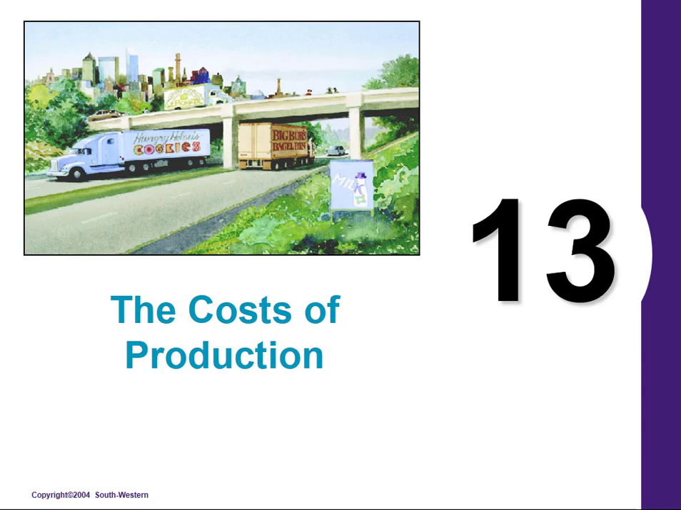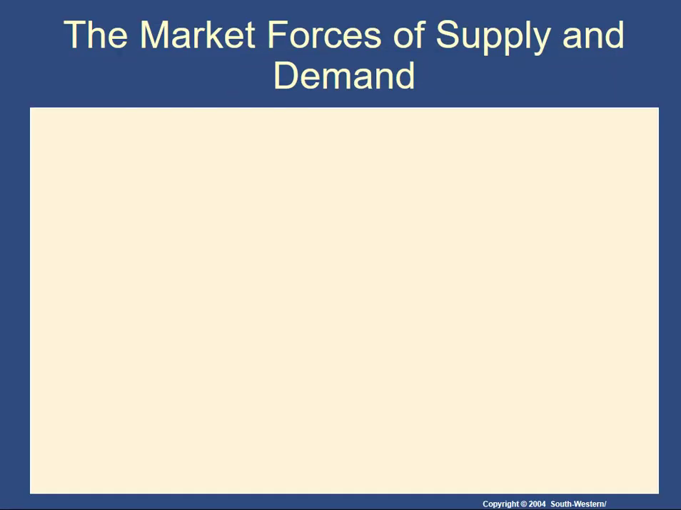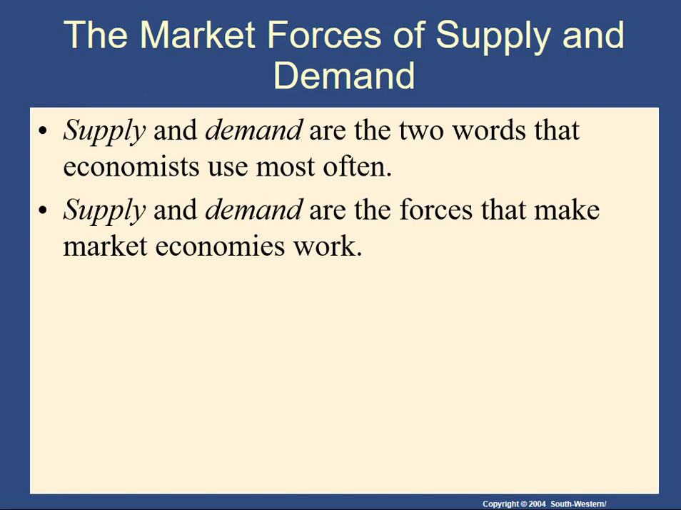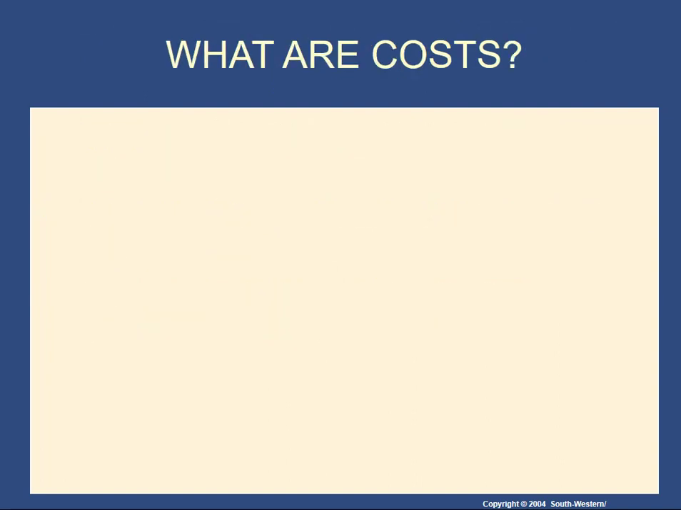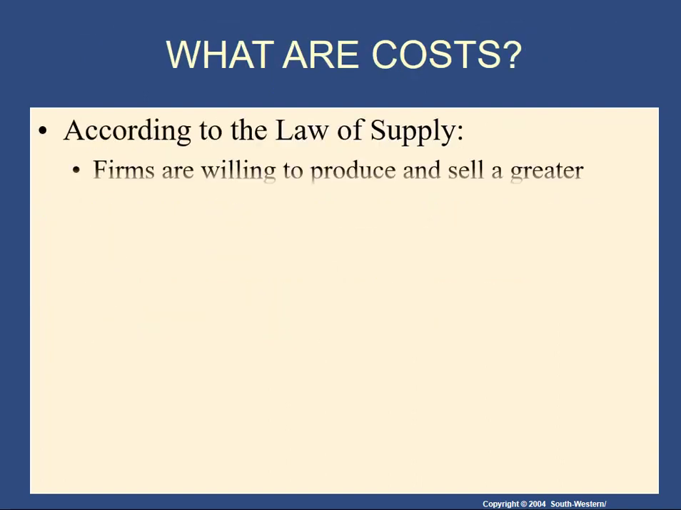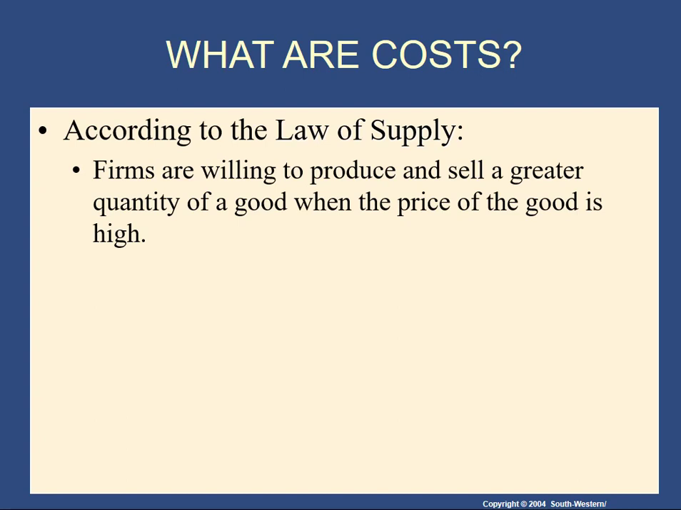So we spent a lot of time analyzing supply and demand together, but we haven't talked specifically about those factors that contribute to a seller's decision to supply and sell a particular good. We know supply and demand and market forces. We've worked through that. But in particular, we want to spend some time thinking about how it is that firms are willing to produce and sell a greater quantity of the good when the price rises.